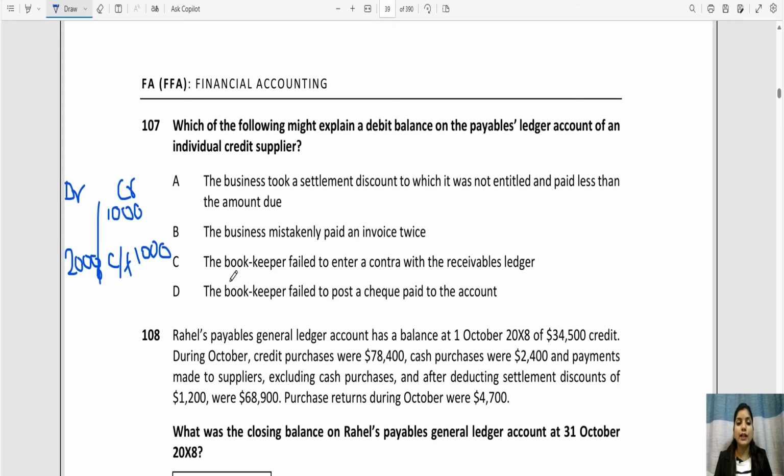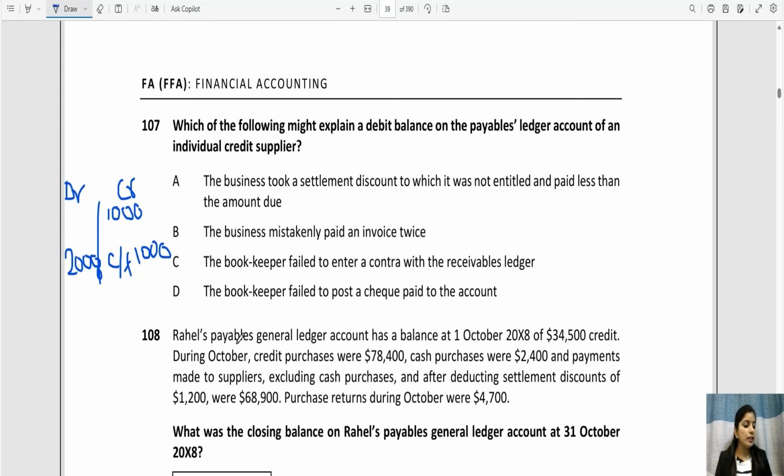Moving ahead, option C: the bookkeeper failed to enter a contra entry with a receivable ledger. You guys might know about the contra concept. Contra concept means our supplier is also a customer. So we have a payable and a receivable ledger for the same party, and instead of asking for payment or paying separately to the same person, we net off those amounts. Whatever amount is remaining, we will either pay or receive. When we come to the receivables chapter, we will discuss more on this topic. For now, just understand this much.